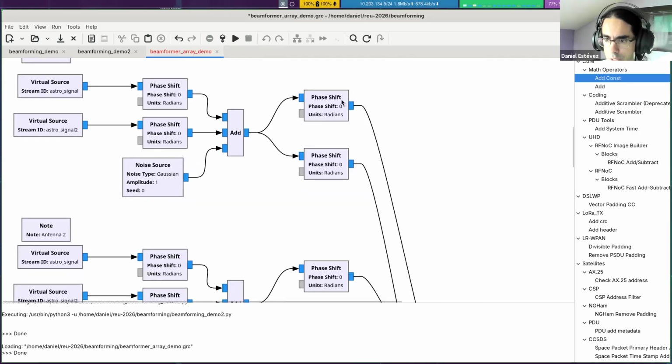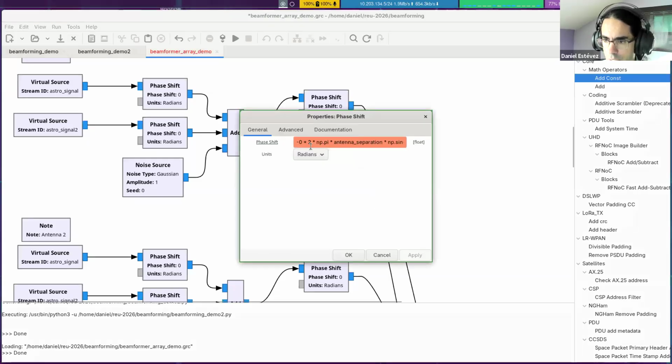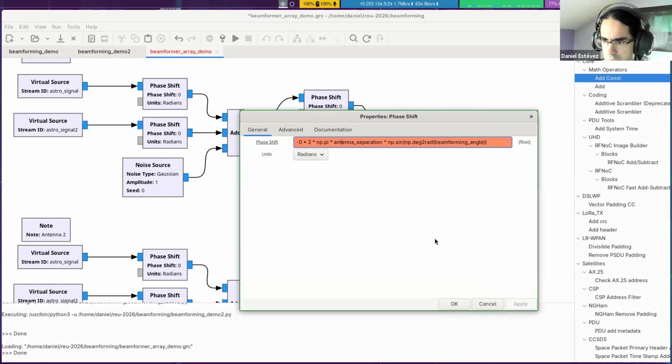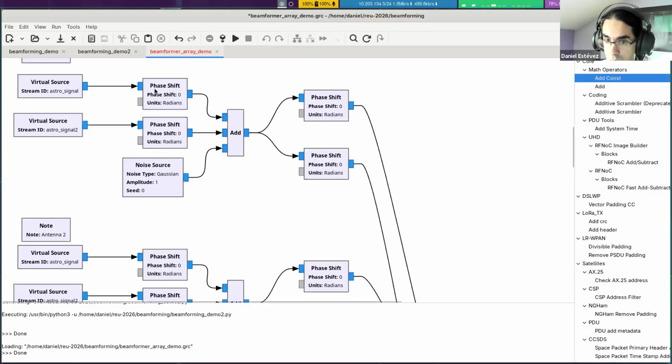Each of the beamformers works in the same way. We are basically applying phase shifts, which are intended to cancel out the phase shifts that are naturally present in the arriving signals. So in here, minus sign multiplied by 0, times 2 pi times the antenna separation times the sine of the beamforming angle. When we want to point the beamformer to this astronomical source, we make the beamformer angle the same as the astronomical source, and that is the way we point our beamformer to that location in the sky.